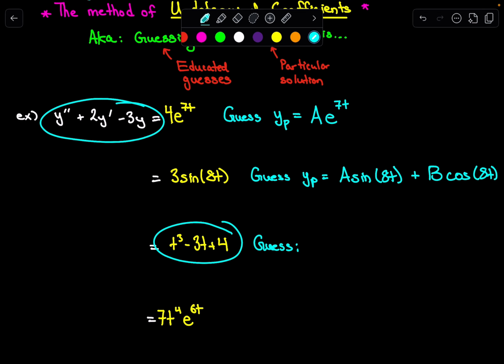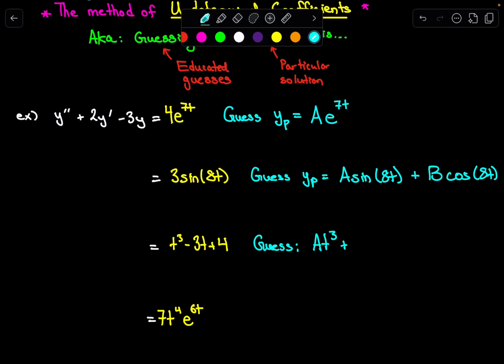And now the question is, what polynomial do we guess? It turns out that we're going to guess some generic cubic polynomial, so at cubed plus bt squared plus ct plus some d. We're going to guess that our particular solution is a generic cubic like this. Now, people have a couple comments. They say, well, there's a bt squared here, but there's no t squared in here.